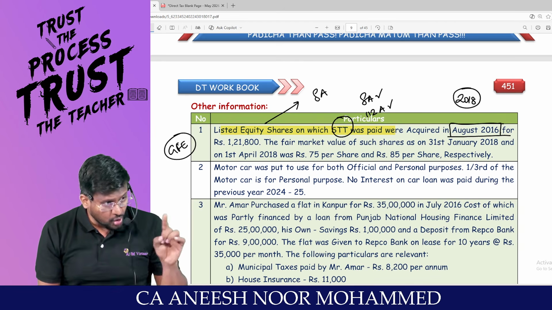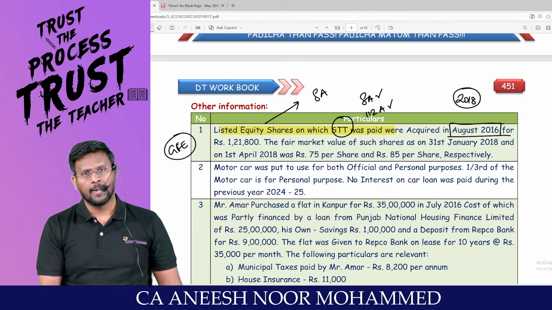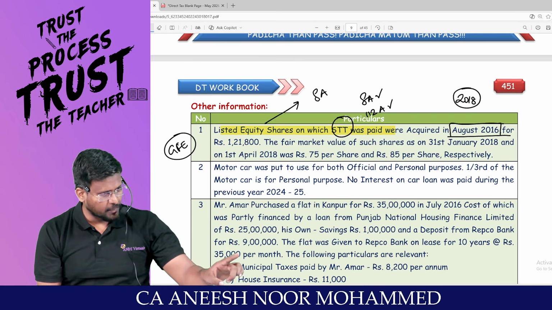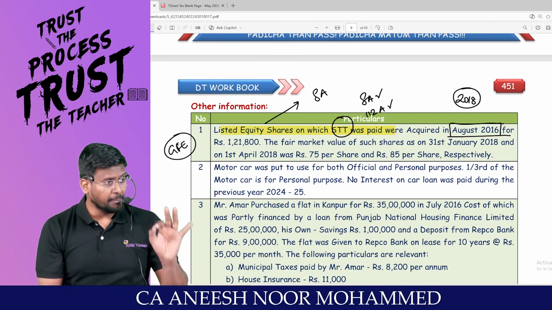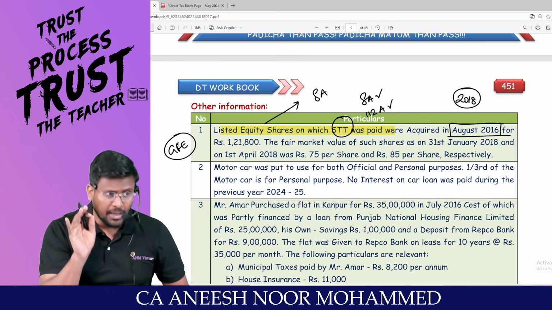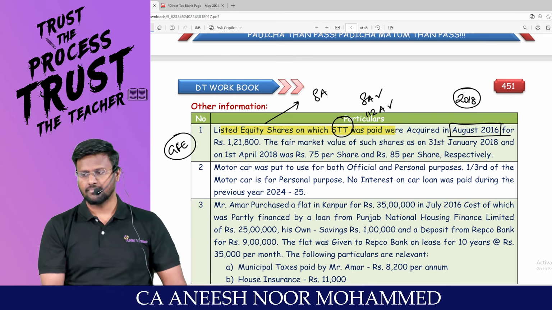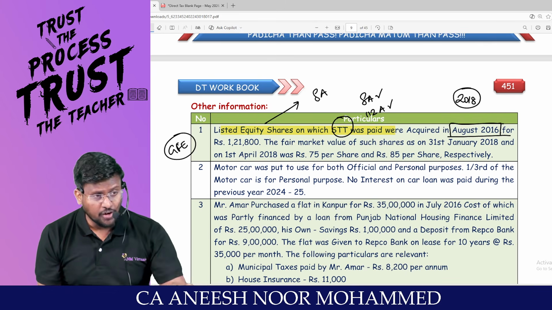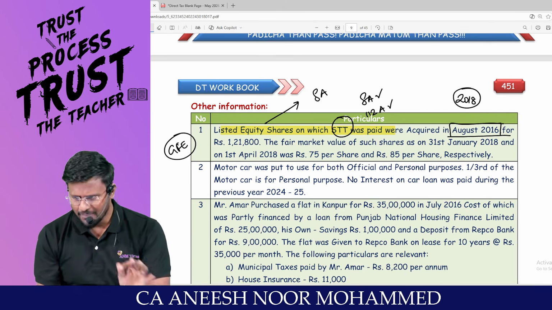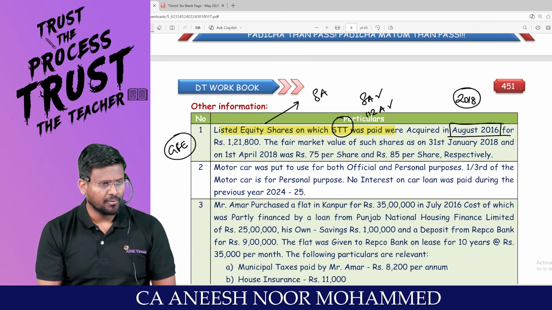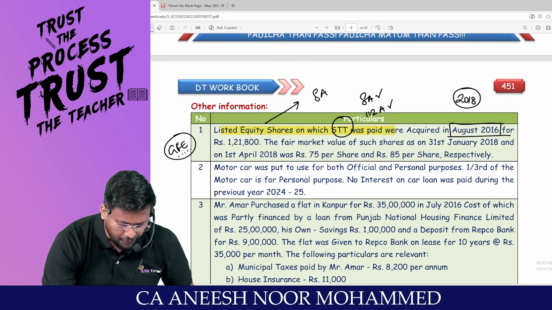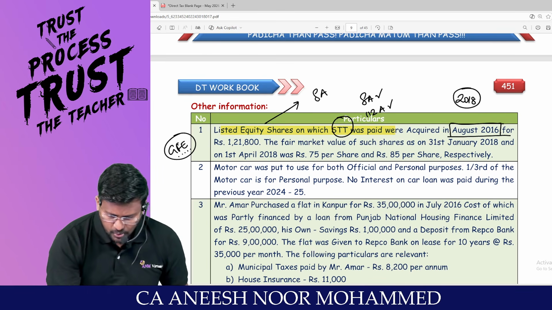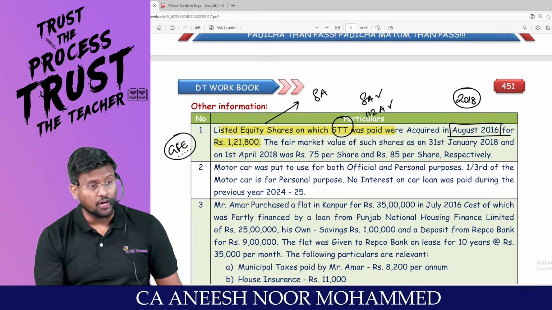But the cost of acquisition is the full value of consideration as on date of transfer or fair market value as on date of amendment, whichever is lower. Whichever is lower, or actual cost of acquisition, whichever is higher. That means by this point, they are testing whether you know the grandfather effect or not. My dear lovable students, for rupees 1,21,800. This is the cost of acquisition.